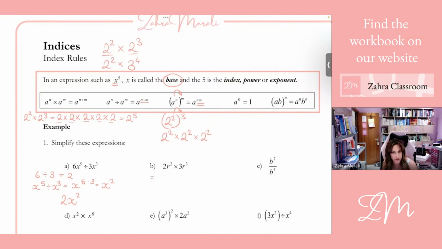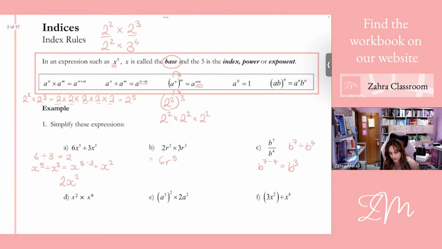So here, let's try doing it together. So we've got 2 times 3, which is 6. Then we've got r squared times r cubed. Now, here, you're multiplying, so you're adding 2 plus 3, which is 5. Right? b to the 7 over b to the 4. So that's a fancy way, if you like, of saying divide. So a fraction just means divide. And when we divide, we take away. So we've got 7 minus 4, which is 3.